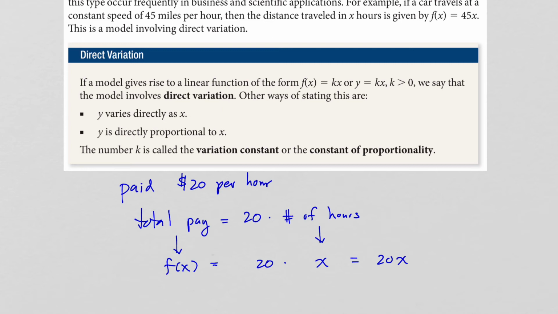So now some specifics. If a model gives rise to a linear function of the form f of x is equal to k times x, or sometimes we will simply write y equals k times x, where k is a positive number, we say the model involves direct variation. Another way we can say that is y varies directly as x, or y is directly proportional to x. And the number k is called the variation constant, or the constant of proportionality. All right, let's take a look at some examples.